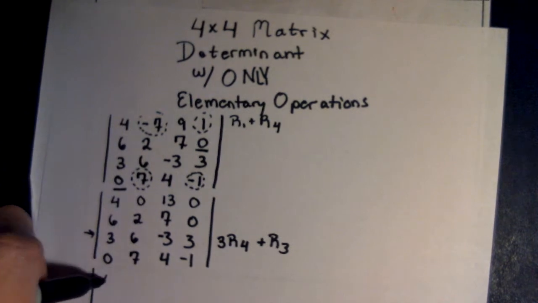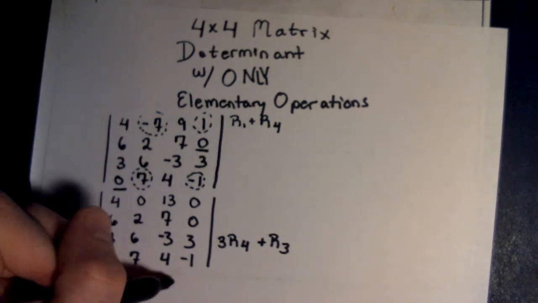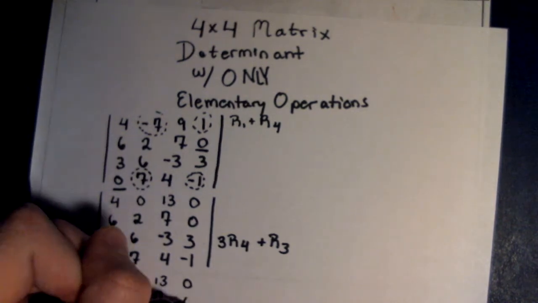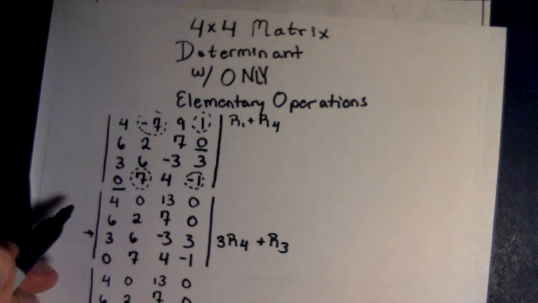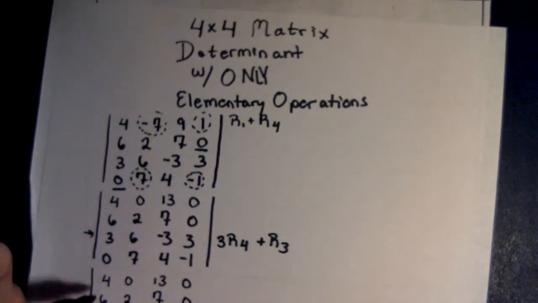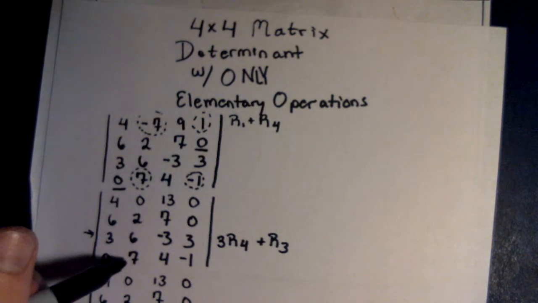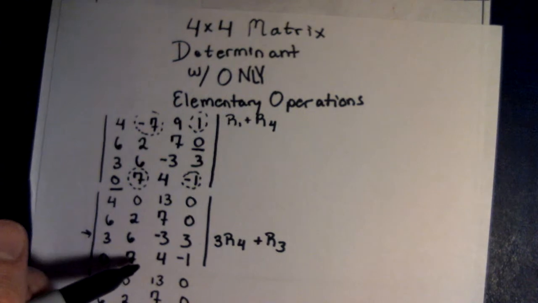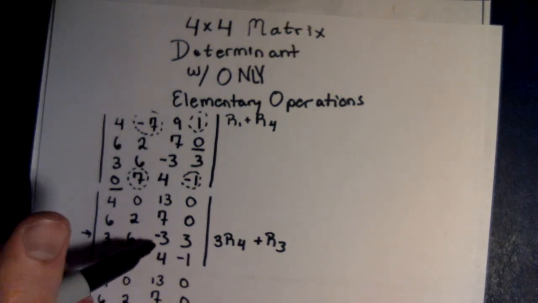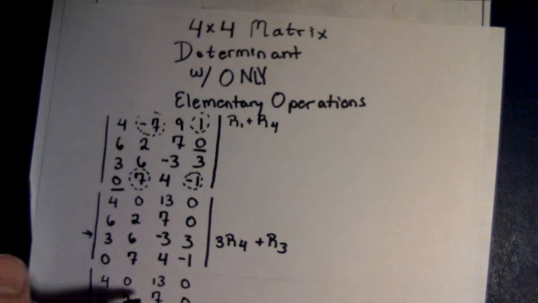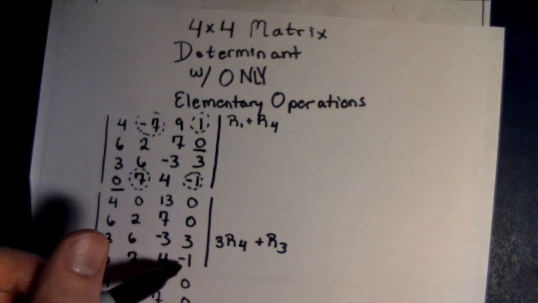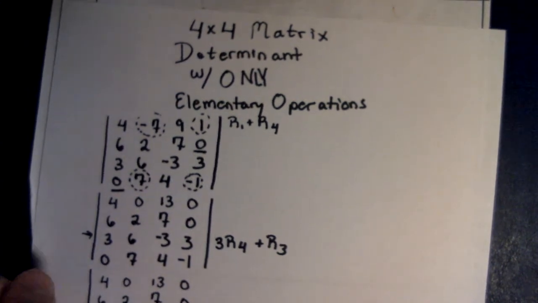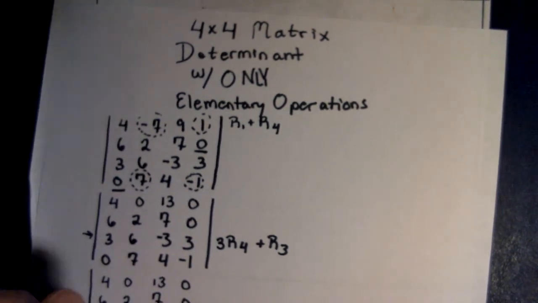Now, continuing, we have the same row 1, the same row 2, and we multiply. This is going to be 0 plus 3 is just 3. 3 times 7 is 21, plus 6 is 27. We have 3 times 4 is 12, plus -3 is 9. We have 3 times -1 is -3, plus 3 is 0, and that's what we wanted to have. And we keep this row the same.